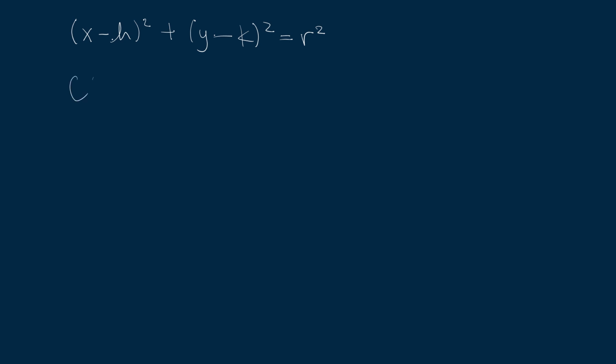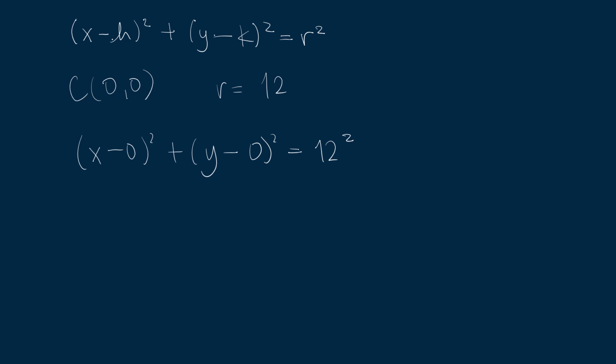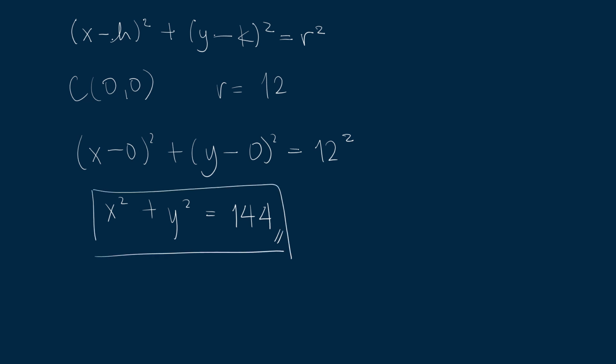The center again is at (0, 0) since it is at the origin, and our radius is given by 12 units. Let us substitute our values on the equation. It will become (x minus 0) squared plus (y minus 0) squared is equal to 12 squared. Then simplify your equation. x minus 0 is simply x, so x squared plus y squared is equal to 144. And this is already your standard equation given that your center is at the origin and the radius is 12 units.